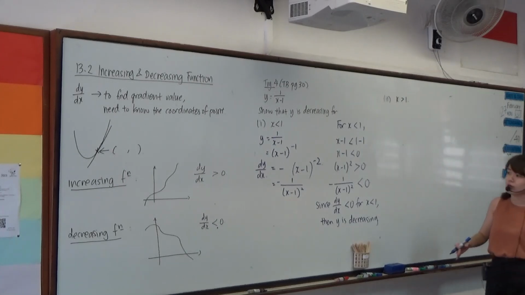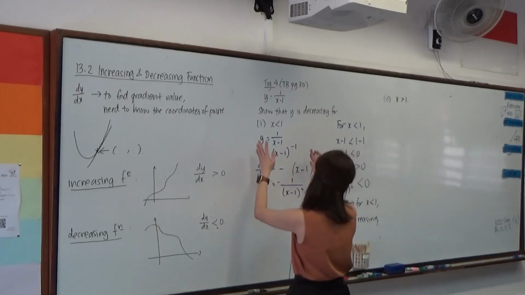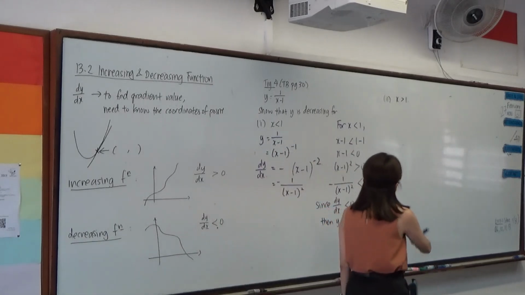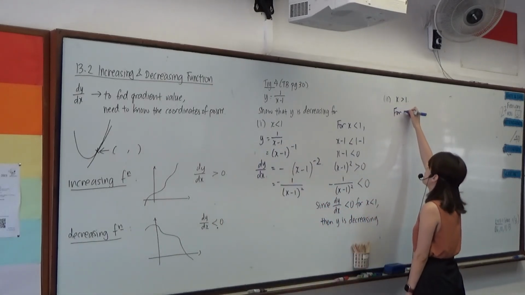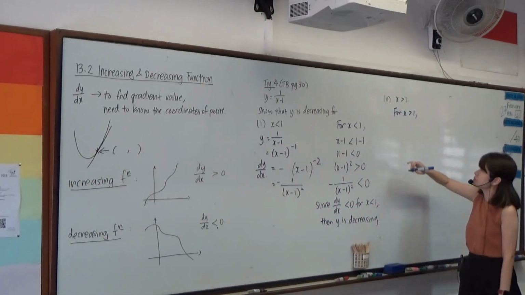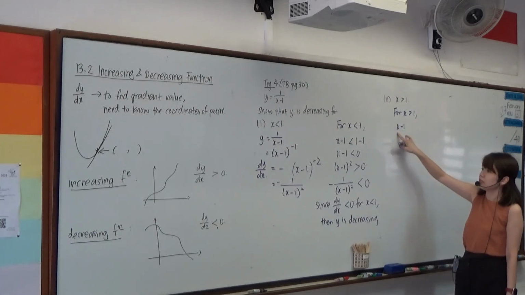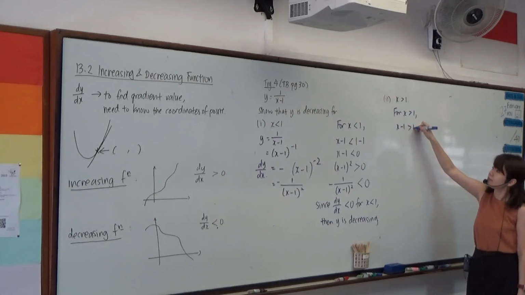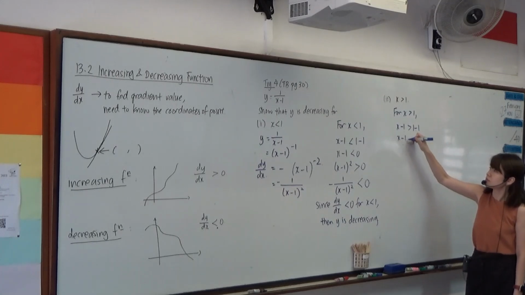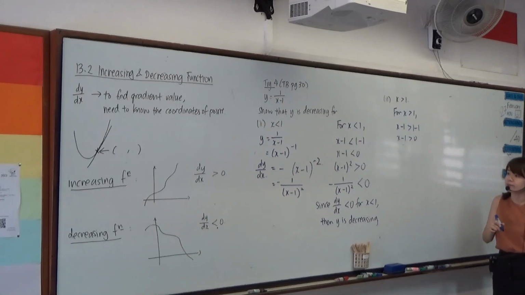We do the same way. We don't need to go and differentiate because we have already done so over here. So we'll just work with x more than 1. Okay, same thing, we look at x minus 1 first. So x minus 1 is more than 0.